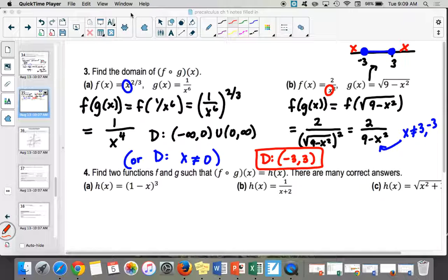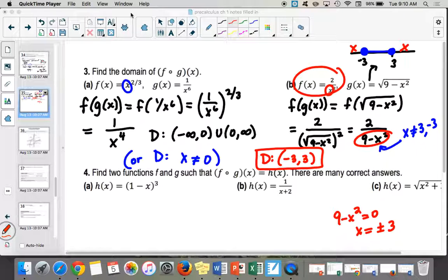For that domain, yeah? X can be 0, f of x equals 2 over x squared, so yeah, like this part can't be 0. So you can say 9 minus x squared equals 0. So x equals plus or minus 3 when you solve that. Oh, like here, right here? Yeah. The f of x we don't worry about. It's the inside function that we worry about.